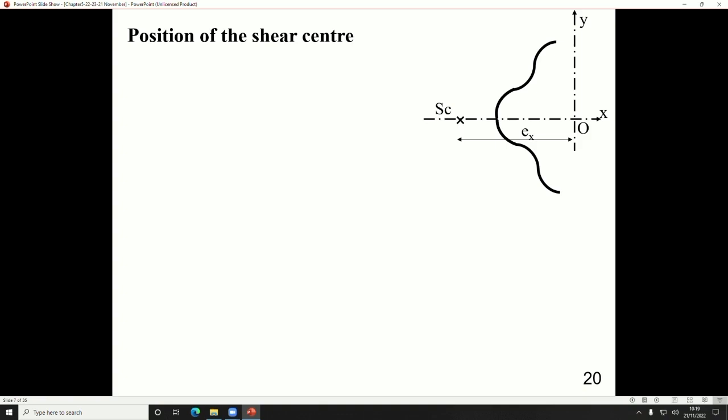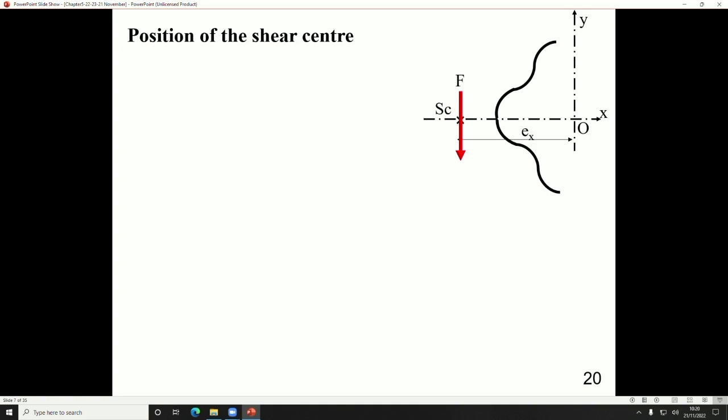Now the next slide, number 20, is how to find the position of the shear center. So this section has one axis of symmetry. The shear center and centroid are located on the axis of symmetry, but they're not in the same position. So our objective is to find the position of the shear center. What we could do, we could apply a shear force through the shear center. So this is step number one. We don't know where the shear center is, we apply a force through it.